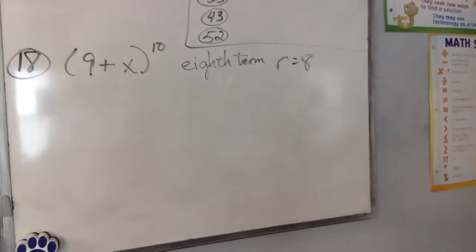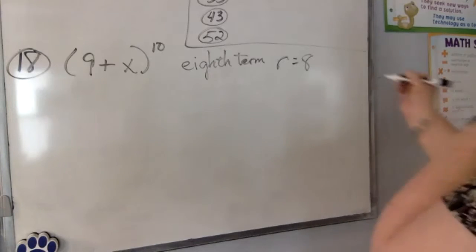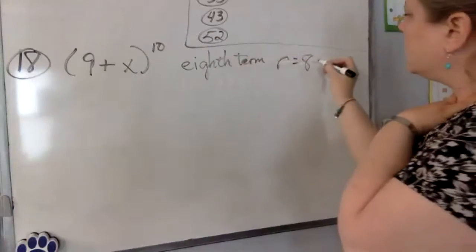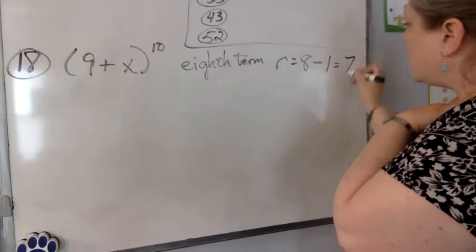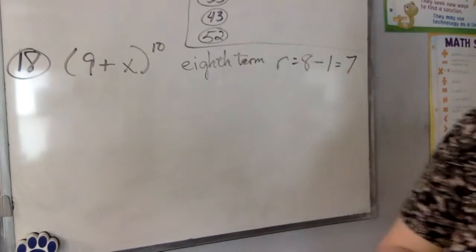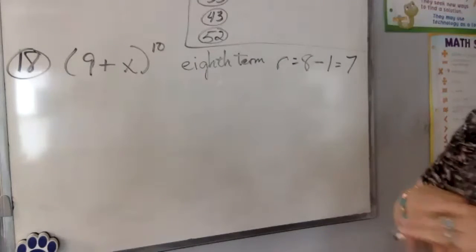You take that and you subtract 1 because your first term was 0. Wait a minute, which one am I doing? We're 18. Yeah. So our first term is 0. So you have to take whatever term you're looking for and subtract 1. So my R is actually going to be 7. The 8th term is when R is equal to 7.